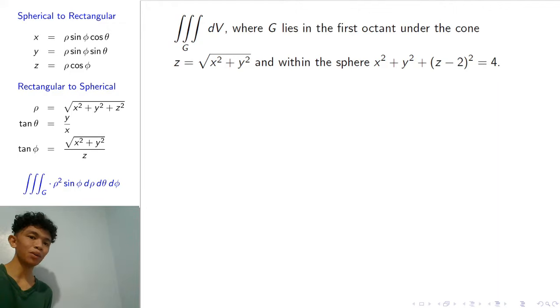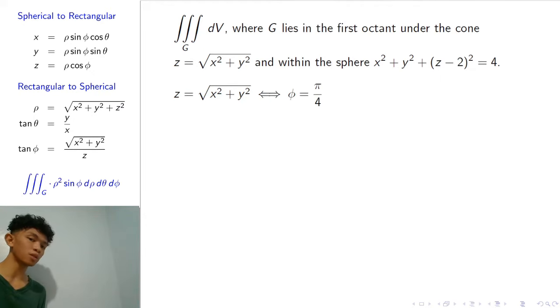For this next example, our solid G lies in the first octant under the cone z equal to square root of x squared plus y squared and within the sphere x squared plus y squared plus the square of z minus 2 all equal to 4. We look at the spherical equations of your boundary surfaces. Again, z equal to square root of x squared plus y squared corresponds to phi equal to pi over 4.